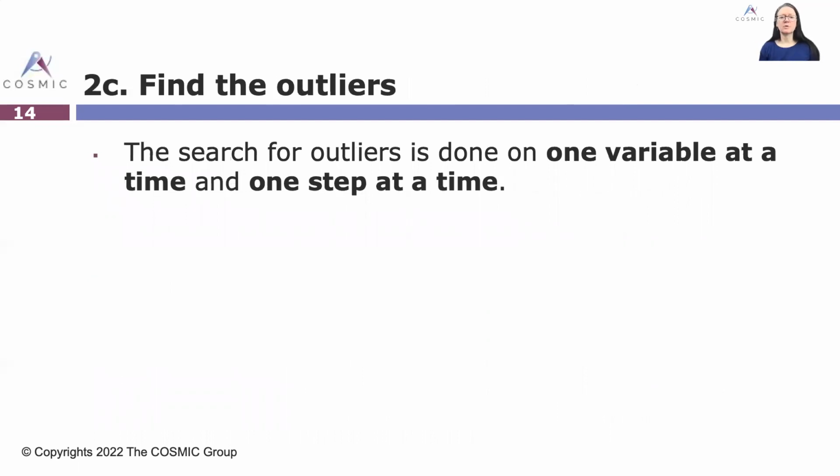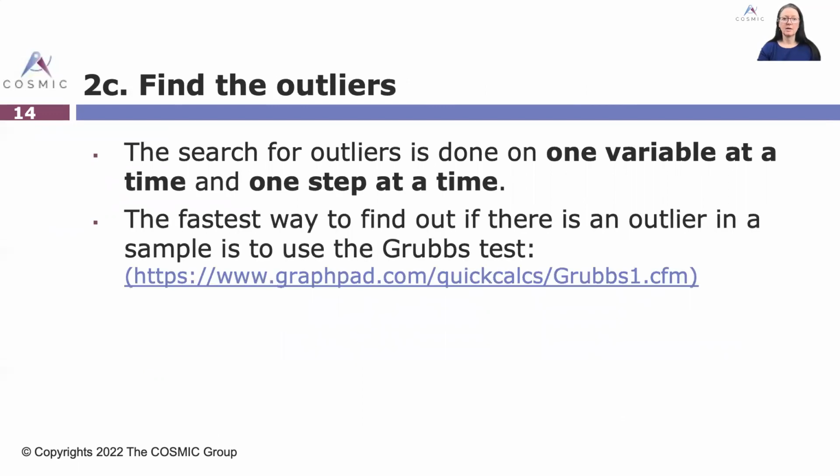The next step would be to search for outliers. And this is done on one variable at a time and one step at a time. The fastest way to find out if there is an outlier in a sample is to use the Grubbs test. And this URL will provide a free tool where you can input up to 2,000 elements at a time for a single column.